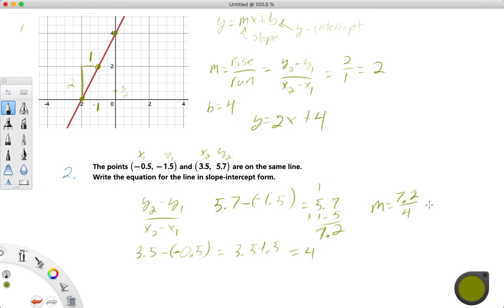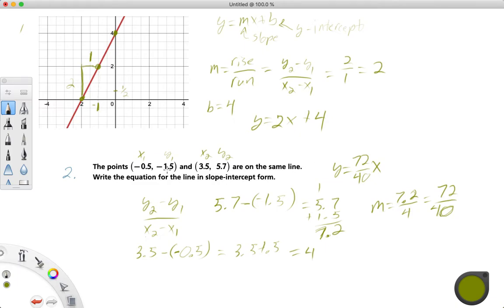I want to make that a whole number, so I'm just going to multiply everything by 10. 72 over 40, which we could reduce, but we're just going to leave it as an improper fraction for now, because when I write this, I want to be able to see the rise over run still. Okay, so we're going to go up 72 for every 40 we go over. I guess we could reduce that to 36 over 20, but we'll just leave it like that. That's fine. It'll come out the same.